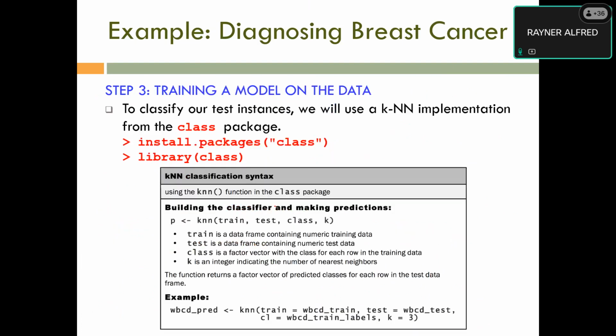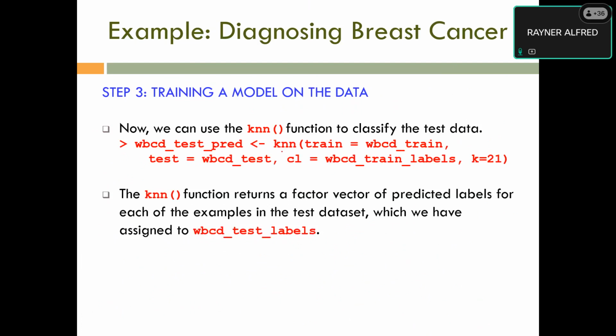Okay, how do we call this KNN? So we just say KNN, we give them the training data set, the test data set, the class, and also the K here. Okay, so we install and then we upload into the memory. Okay, so this is the KNN that we have. So this is the training data set. This is the testing data set. This is the class label. And this is the K that we have. Okay, so this is the prediction that we have.